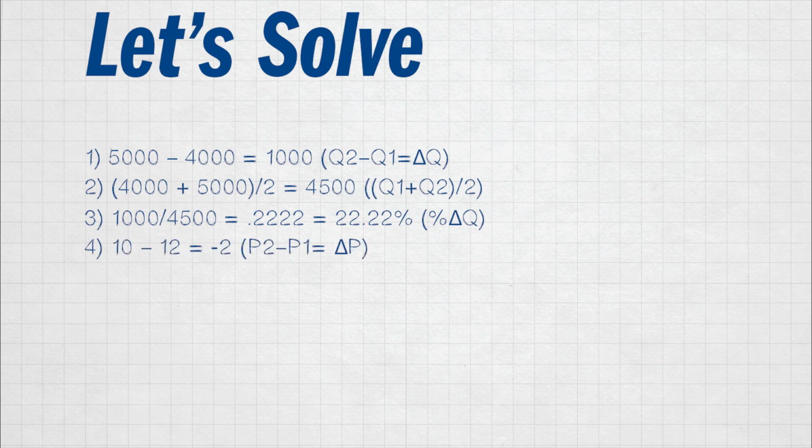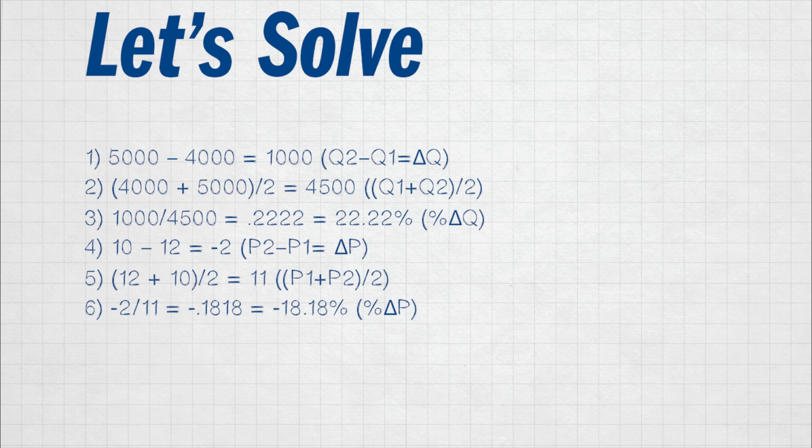And then we do the same for price. We take 10 minus 12 and get negative 2. We take 12 plus 10 divided by 2 and get 11. And then we take negative 2 over 11, and we get our percentage change in price, which is going to be negative 18.18%. Finally, we take 22.22% and divide it by negative 18.18%, and we get negative 1.22.